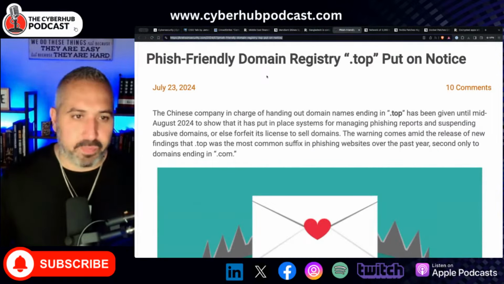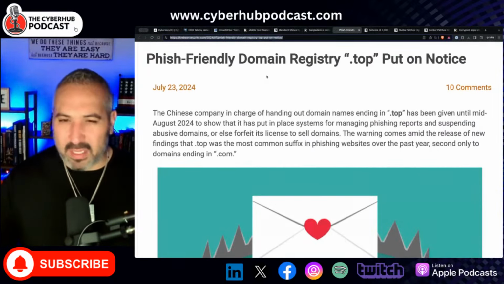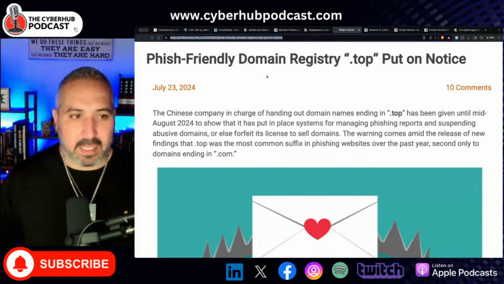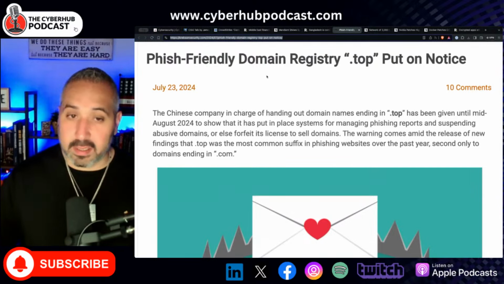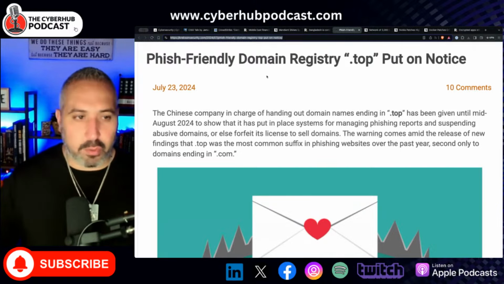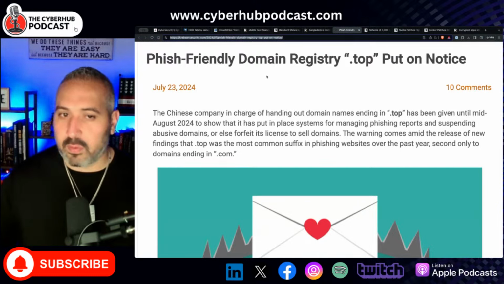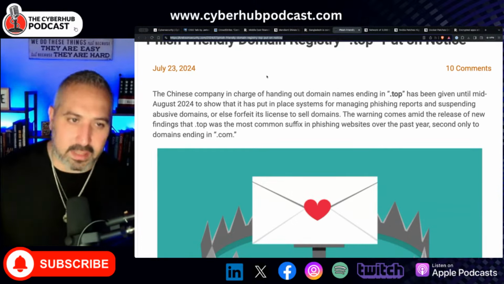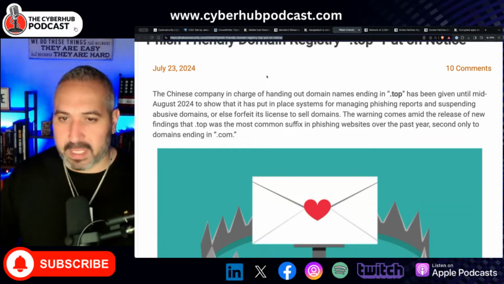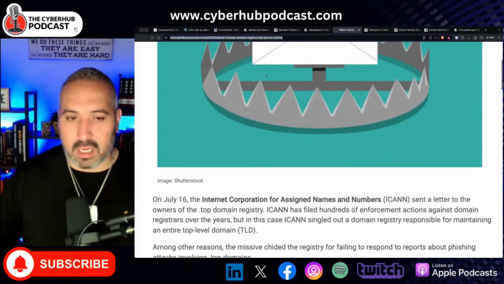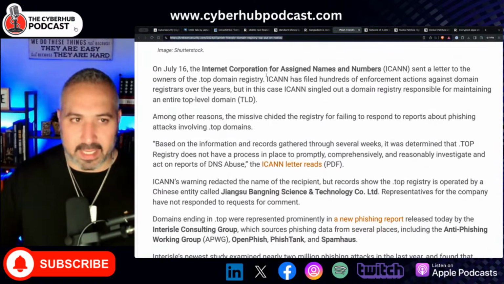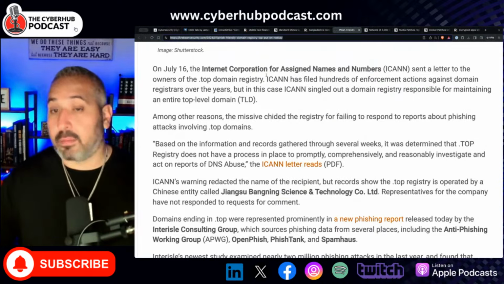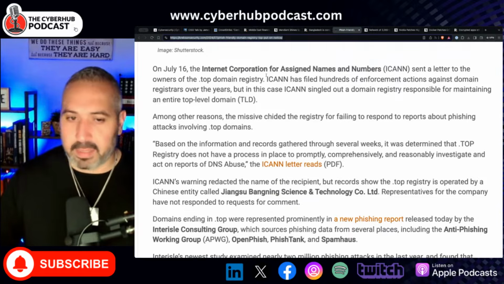5 days. A Chinese company that somehow ended up in charge of handing out domain names ending with .top has been given until mid-August to show that they've put a system in place for managing phishing reports and suspending abusive domains, or they'll forfeit the license to sell those domains. The warning comes amid a new report that .top was the most common suffix in phishing websites over the past year, second only to .com. The letter came from ICANN, the Internet Corporation for Assigned Names and Numbers, which essentially leases out this ability to sell it.